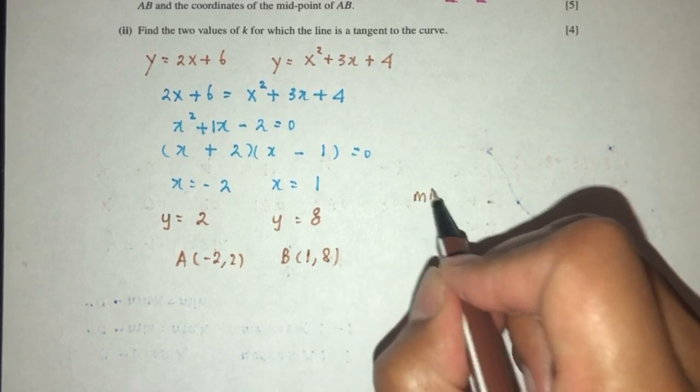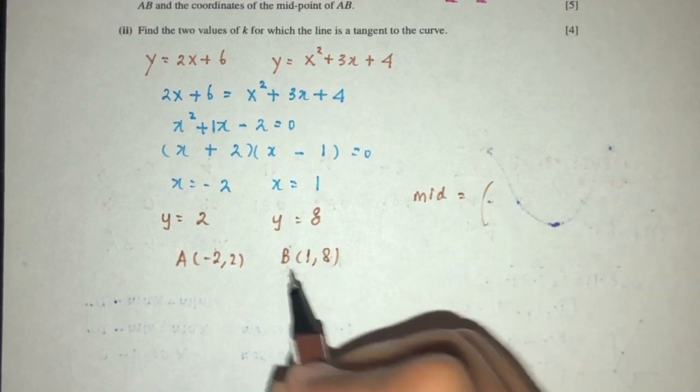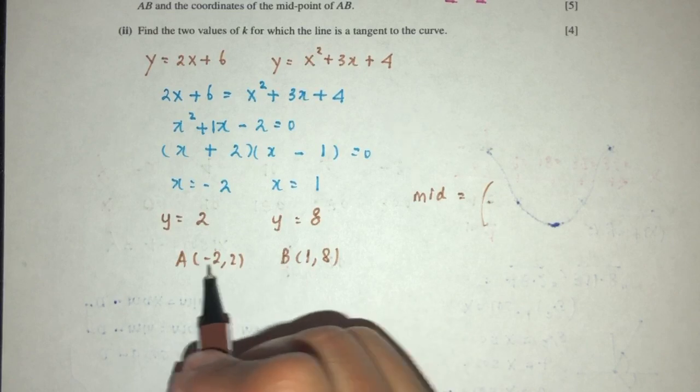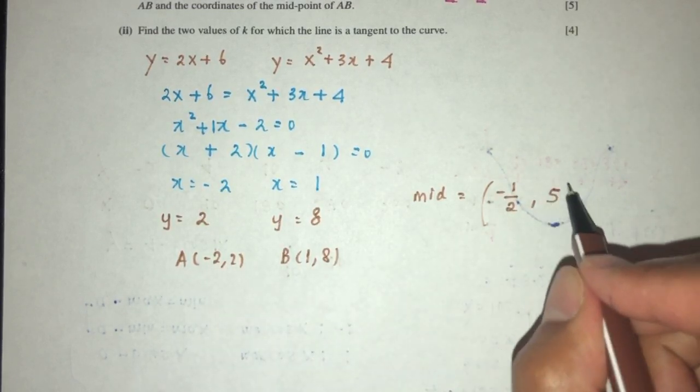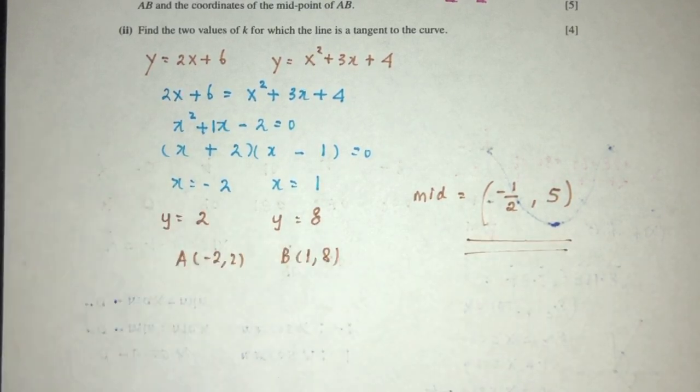Now the midpoint is pretty easy as well. That will be x1 plus x2, so that will be minus 1 divided by 2. That will be this. y1 plus y2 should be 10, that should be 5. So this is the midpoint of AB.